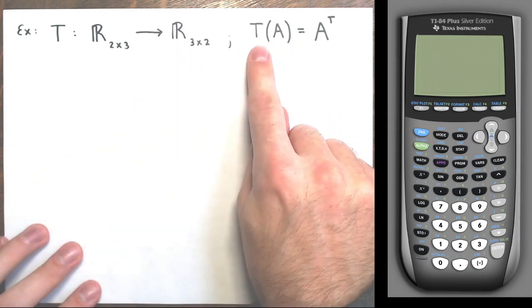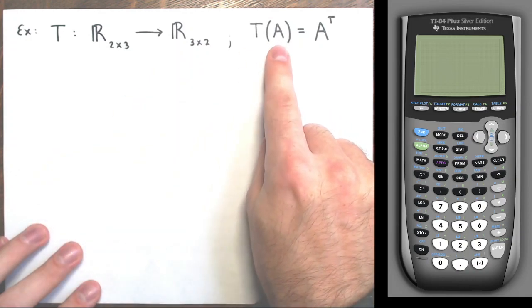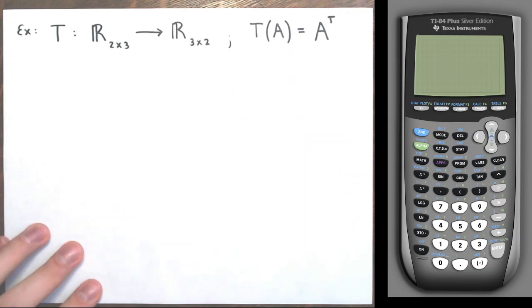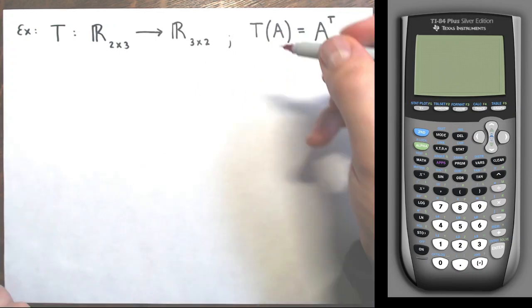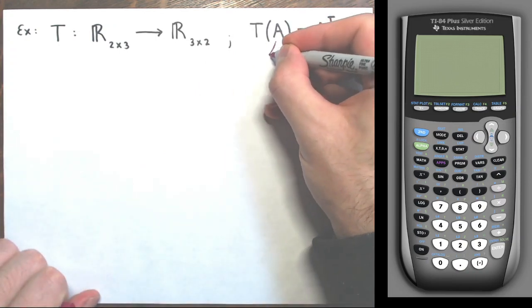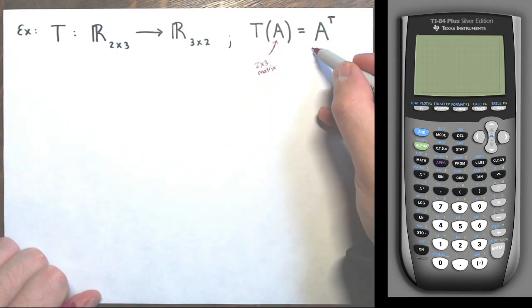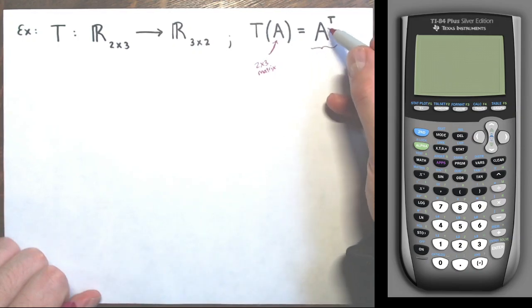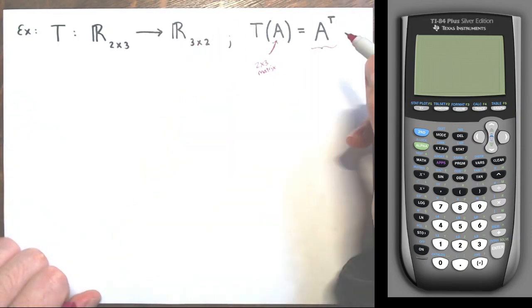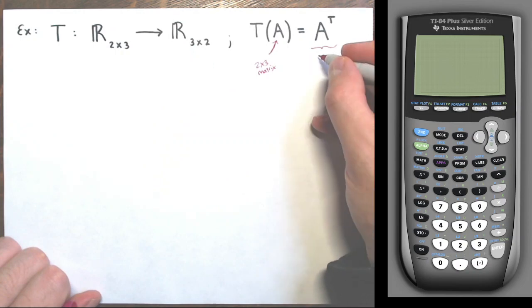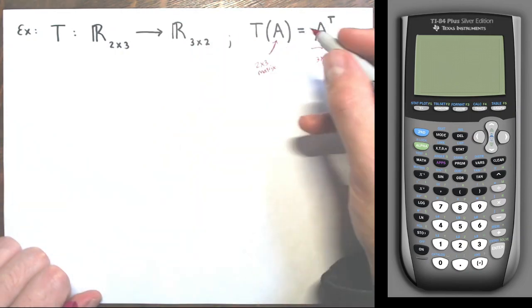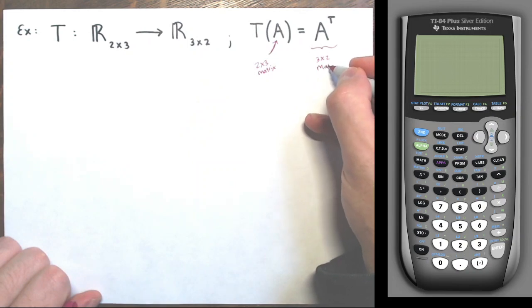And T of A is a 2 by 3 matrix. My input is a 2 by 3 matrix with real entries, and then the output is A transpose. Remember, when you transpose, the rows and columns switch. So the output, A transpose, is a 3 by 2. It belongs to R 3 by 2. That's the 3 by 2 matrix output.